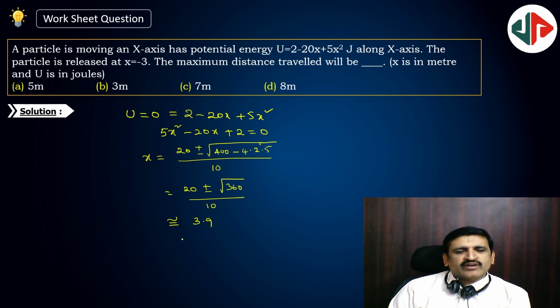So if it is 3.9, it's already released from x is equal to minus 3. Maximum value of x is 3.9. So total distance will be the magnitude of minus 3 plus 3.9. So that is going to become 6.9. 6.9 is 7, with the respective units, meters.